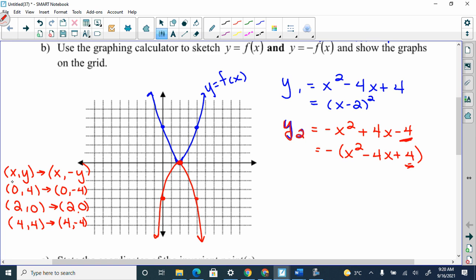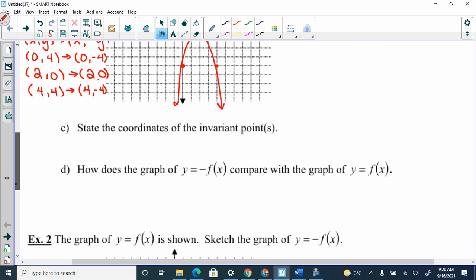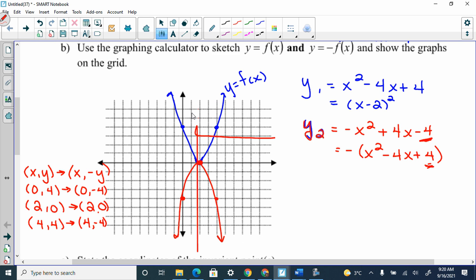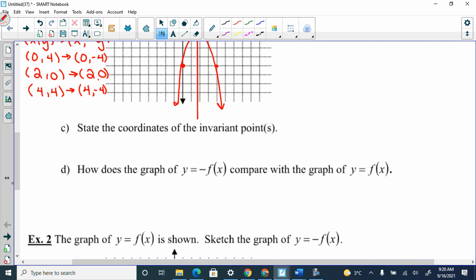So that's called an invariant point. Invariant points are the points that do not change. I should use the word coordinate because that's actually accurate and proper.